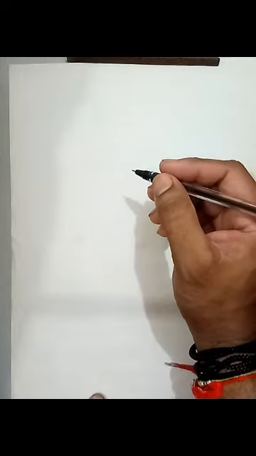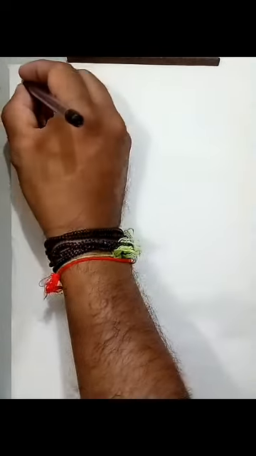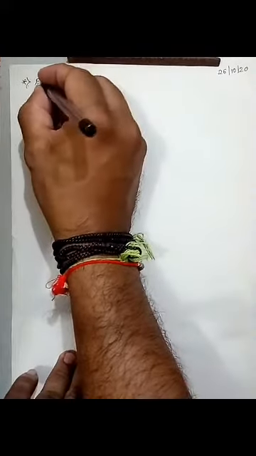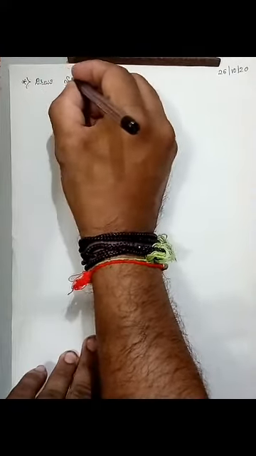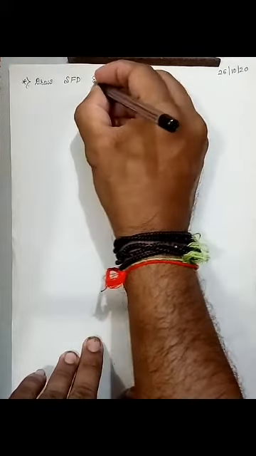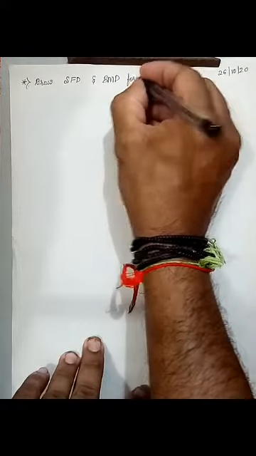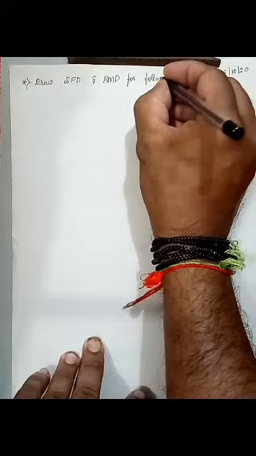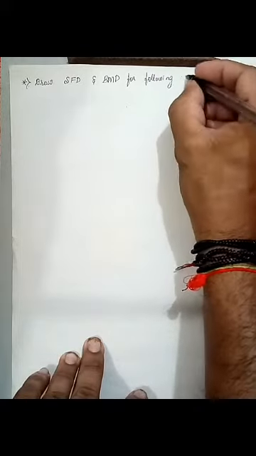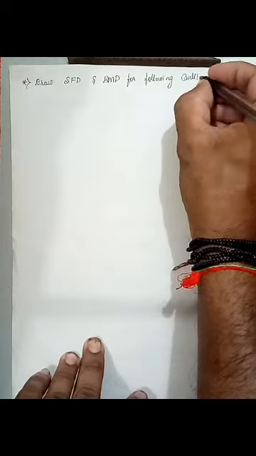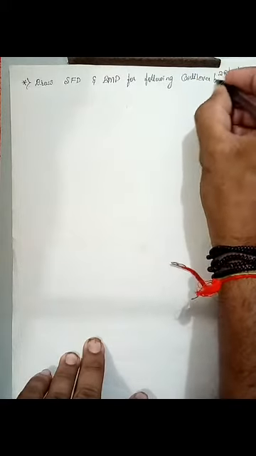First of all, let's take the problem on the cantilever beam. Okay, so take down the question and write today's date. It's 26/10/20. Draw SFD. SFD means shear force diagram, and BMD. BMD means bending moment diagram for the following cantilever beam.